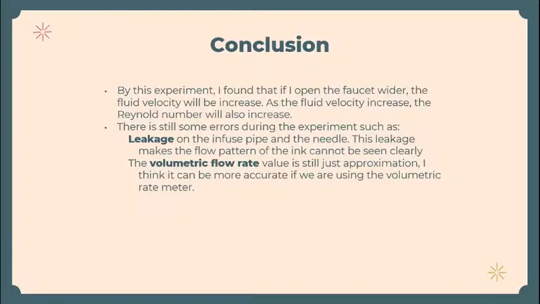And the second conclusion is, I think there are still some errors during my experiment, such as, 1, the leakage on the infusion pipe and the needle. This leakage makes the flow pattern of the ink not clearly visible. And the second one is the volumetric flow rate value, which I think is just an approximation, because in my experiment I felt that the volumetric flow rate was not constant. So for more accurate analysis, maybe we can use a volumetric flow rate meter or another device like that.